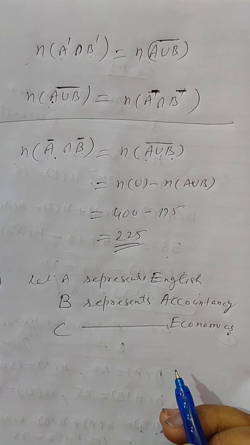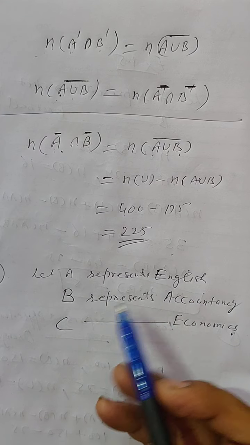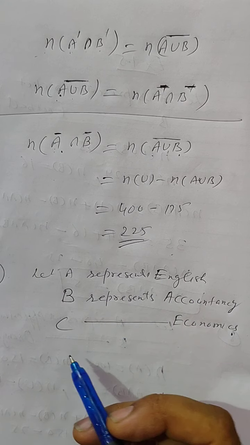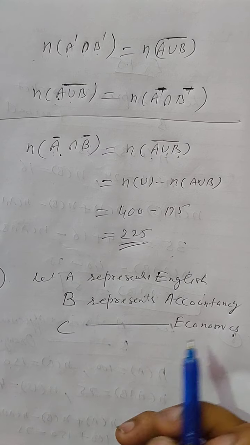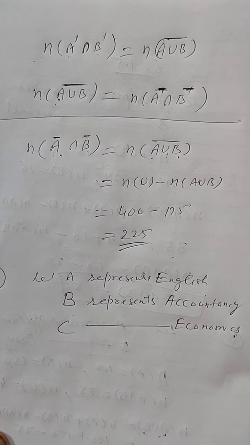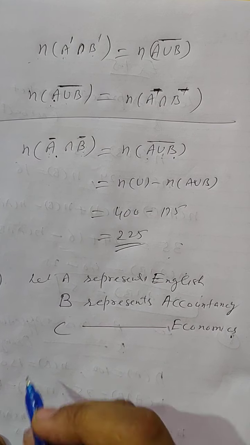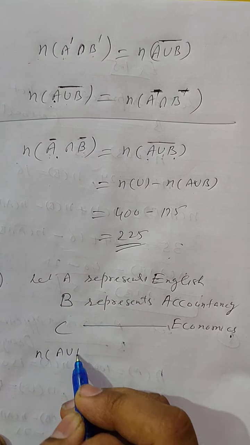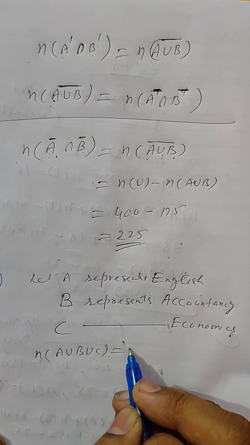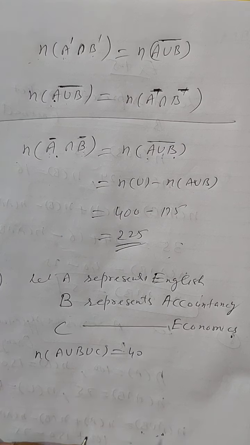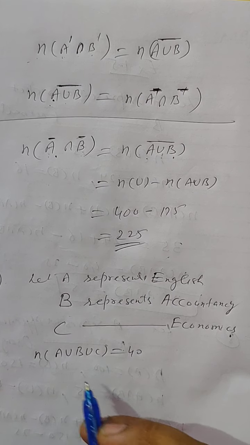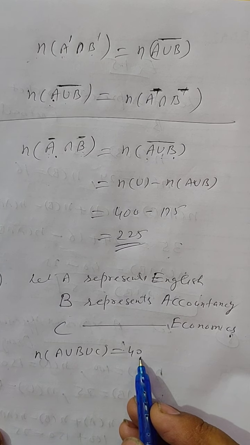We have here three subjects. Let A represent English, B represent accountancy, C represent economics. Out of 40 students in a class, we have A union B union C, this is 40. n of A union B union C is equal to 40. There are 40 students in the class.